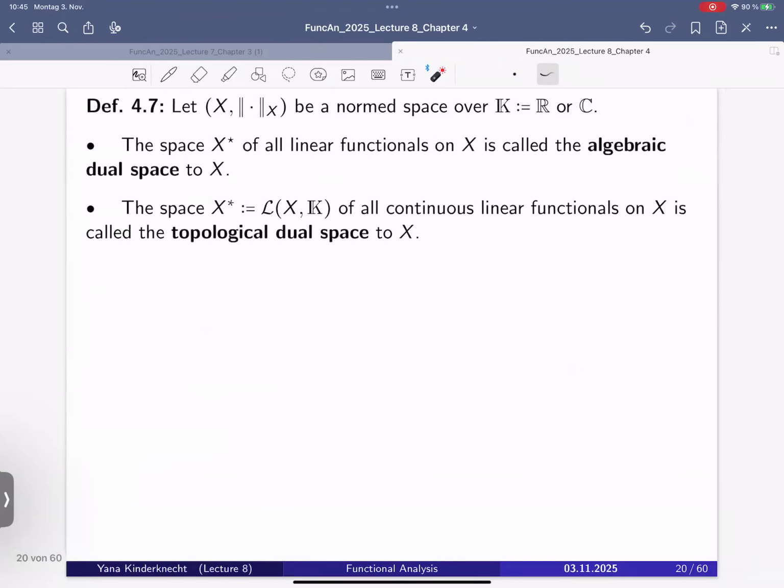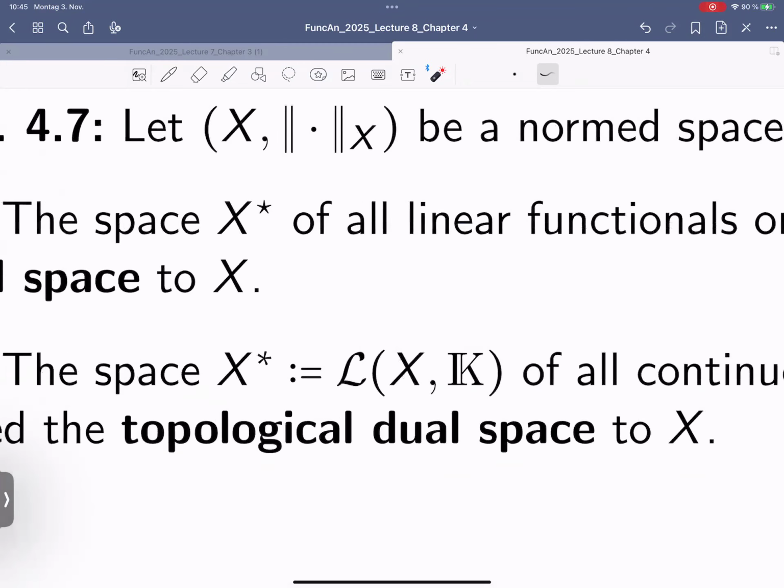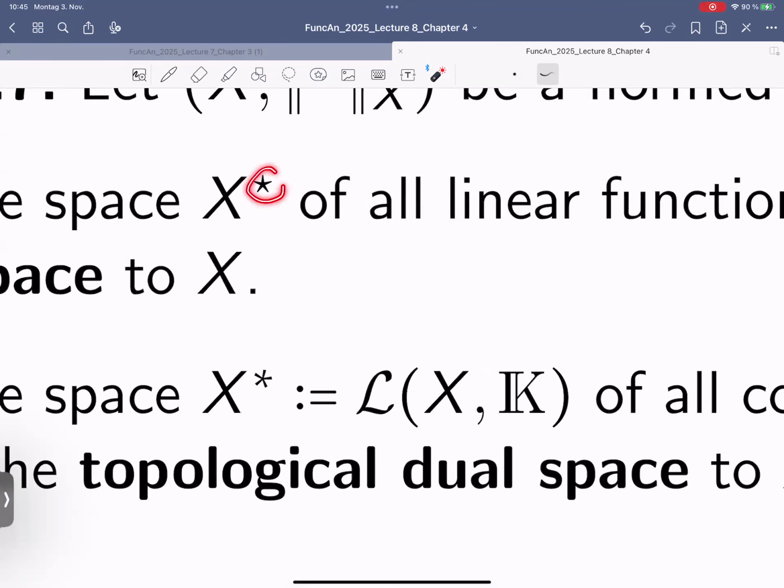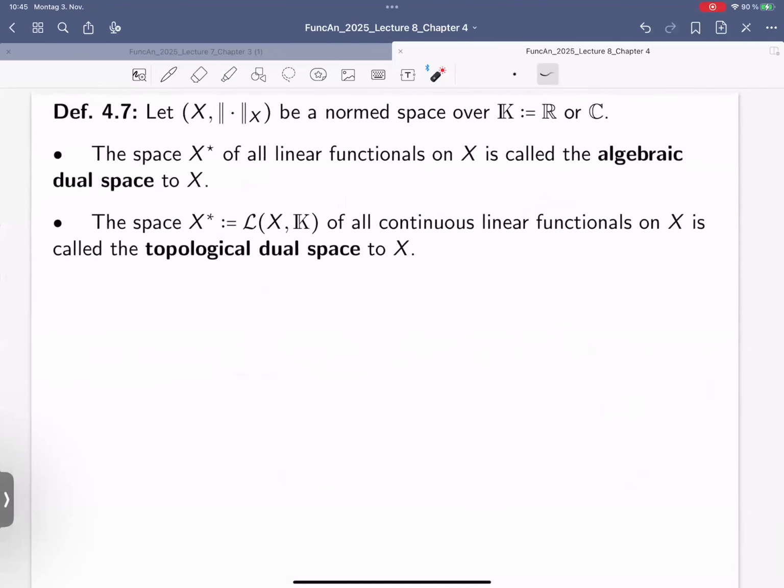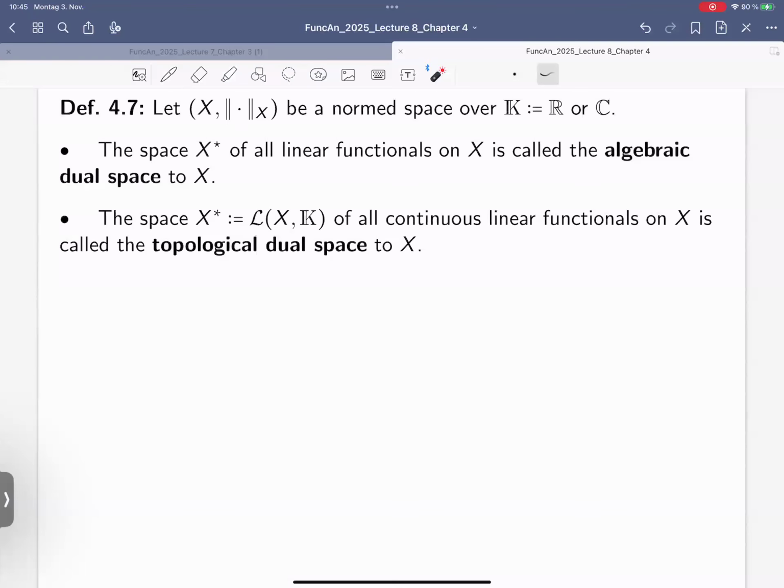Definition. Let X be a normed space over some field K. I have two different stars here. This is one version of star, and this is another version of star. I will clarify why I have chosen such a notation. So the space X star of all linear functionals on X is called the algebraic dual space to X.